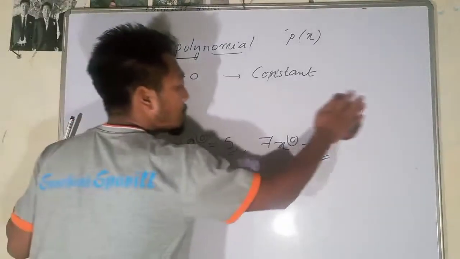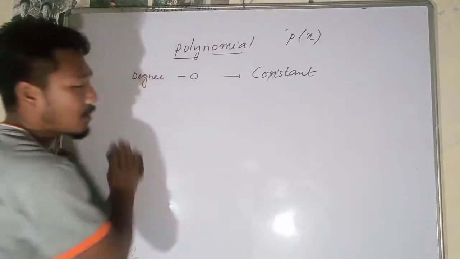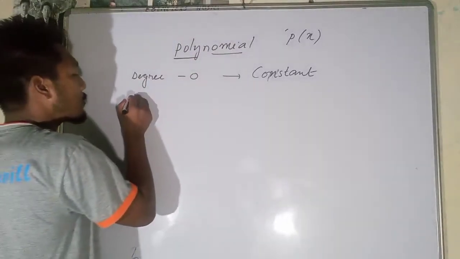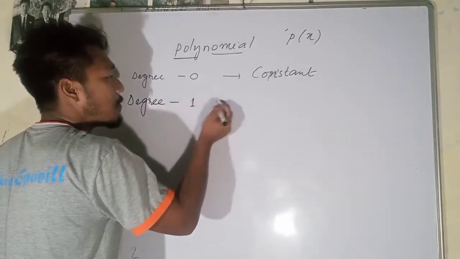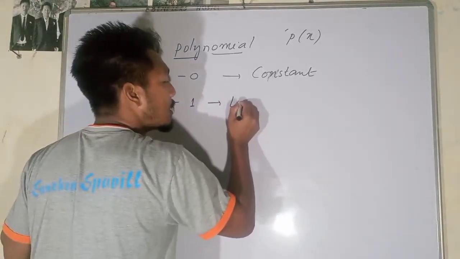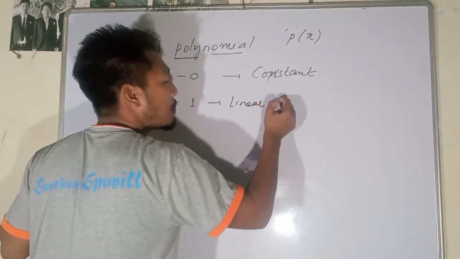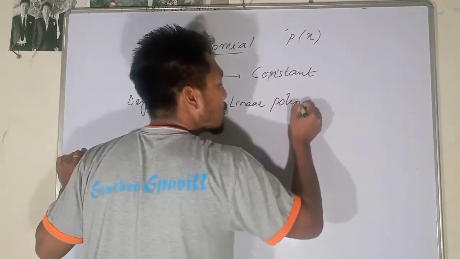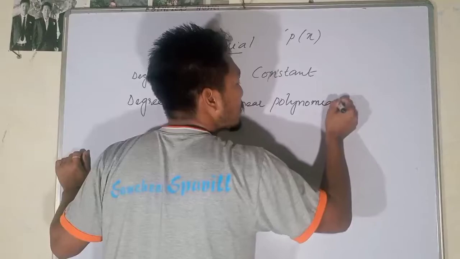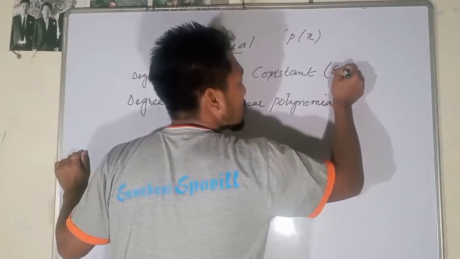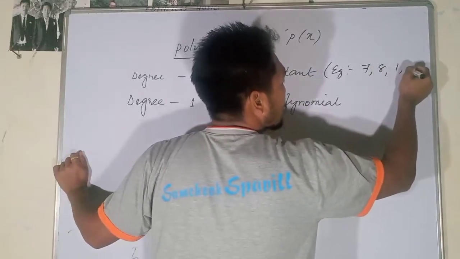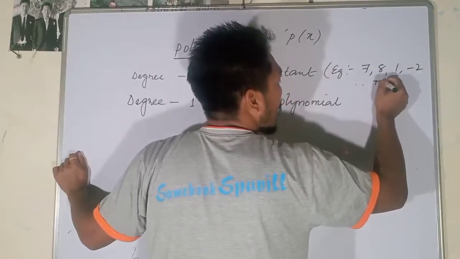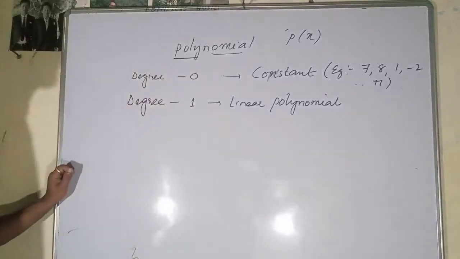Now the degree of the polynomial for linear equations. If your degree is 1, that is, if your power is 1, we call this a linear polynomial. For constant polynomials, examples are 7, 8, 1, minus 2, and pi. These are all constant polynomials.